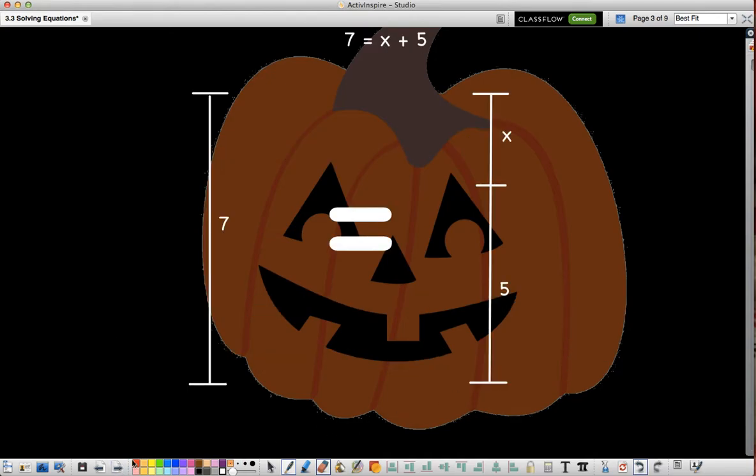All right, so looking at equations, what you have to know is what that equal sign means. Equal should really help you remember that it's balanced. So if you were to put these two things on a scale, they would balance. They would be at the same level with each other. One would not be heavier than the other. So even though over here we have 7, since we have this equal sign, we know that this whole thing has to be equal to 7.